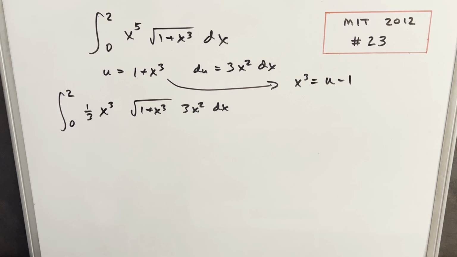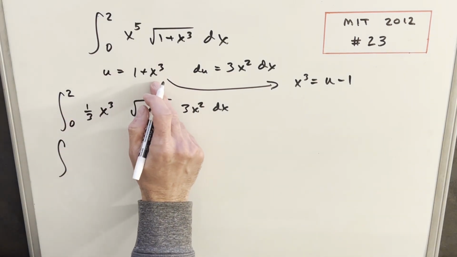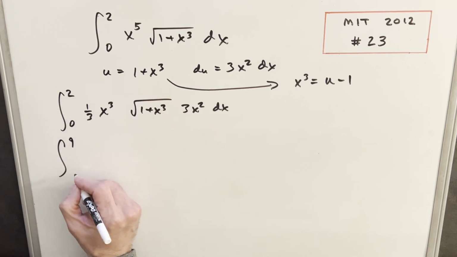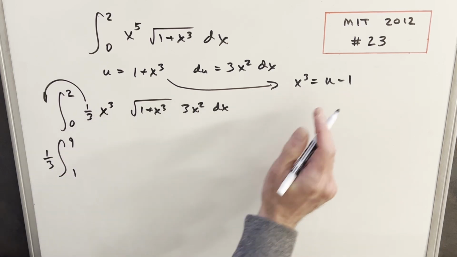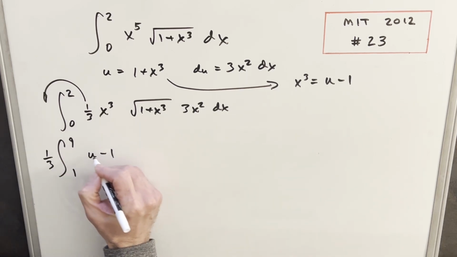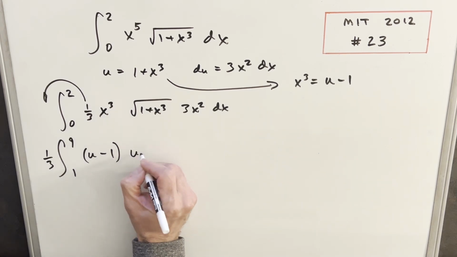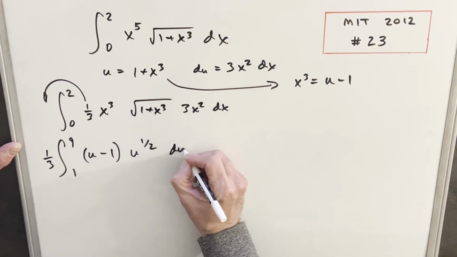Now I think we're ready for that substitution. So first we'll plug in a 2 here. 2 cubed is 8 plus 1, we'll have a 9. And then plugging a 0 in, we're just going to have a 1. And I'm going to take this 1/3 up front right here. Our x cubed we just found, so that's going to be u minus 1. For the radical term, this is just going to be square root of u. I'm going to write this as u to the 1/2. And this piece here is just going to be our du.